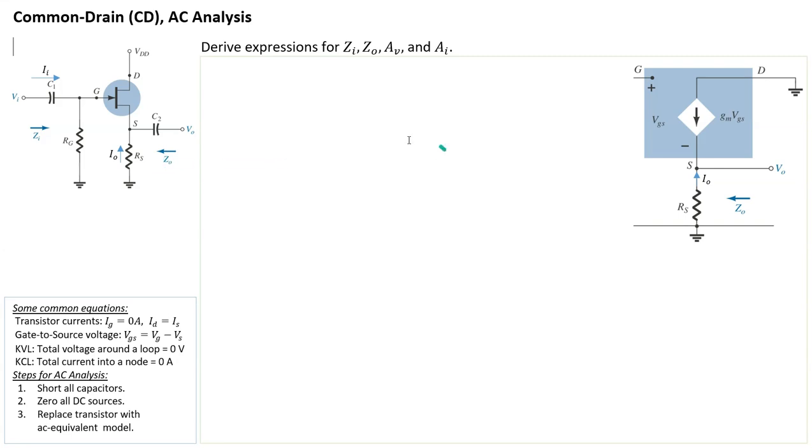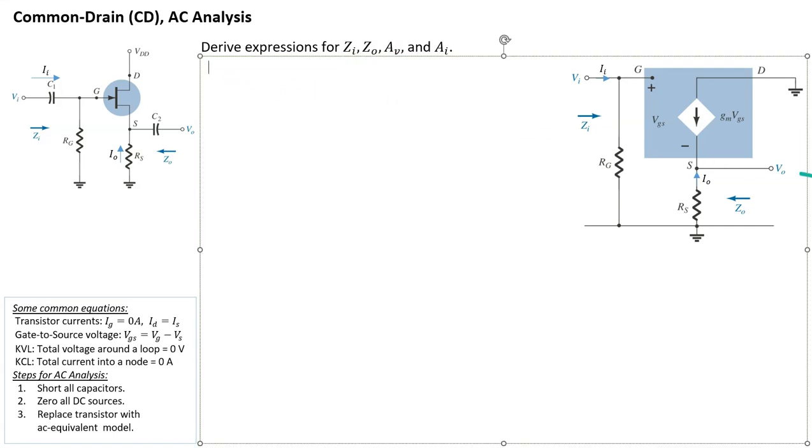On the input side, we have an RG connected between gate and ground, and C1 is a short, so VI directly connects to the gate. Okay, so let's figure out a few components here. As usual, we'll figure out what IO, II, VO and VI are, and then from those we go and figure out what these four components should be.